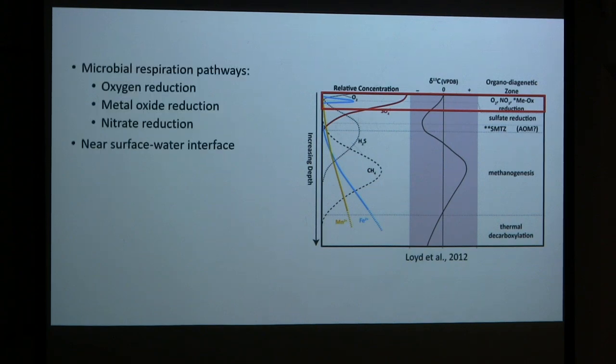So up near the top, we have oxygen reduction, metal oxide reduction, and nitrate reduction. These happen pretty close to the sediment-water interface, and these exhibit negative isotopic values.